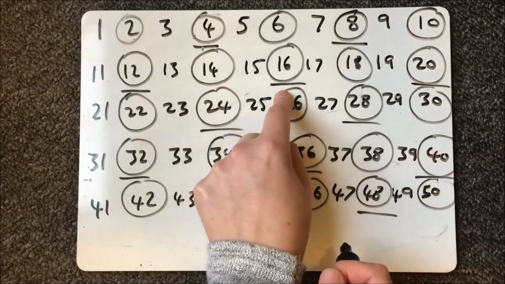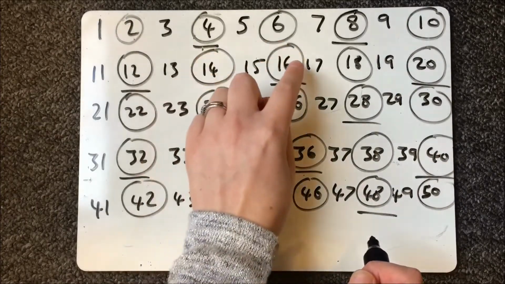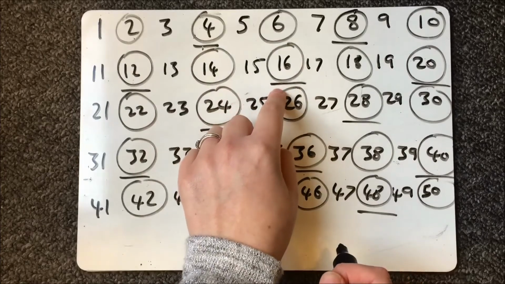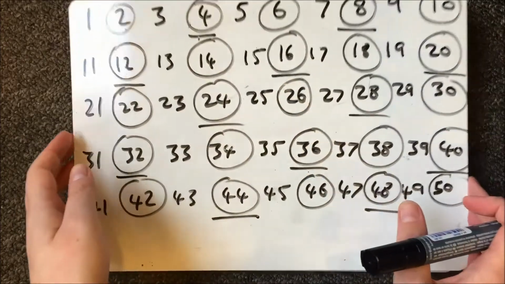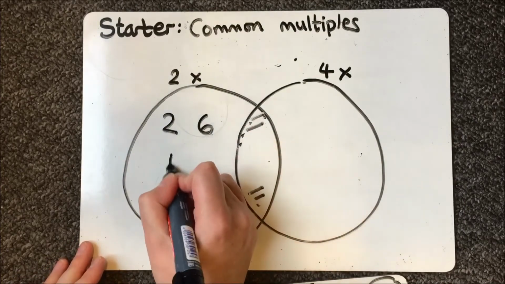Could I put 16 in there? Yes or no? Why not? It is in the 2s, but what have I got underneath? A line, which means it's also in the 4s. So I could put 2, 6, 10.